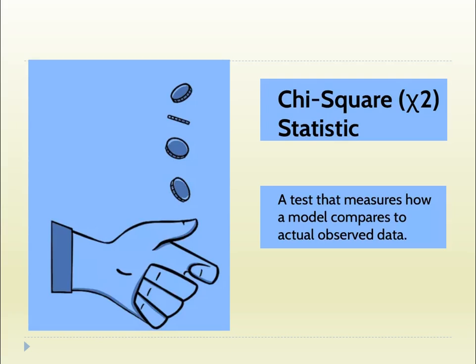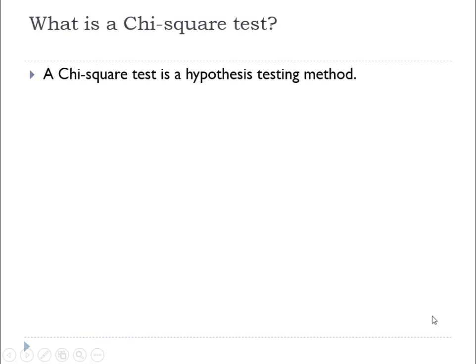In this video we'll be discussing chi-square statistics. Basically, chi-square statistics is a test that measures how a model compares to the actual observed data. So it's basically one of the hypothesis testing methods. We have discussed the other two hypothesis testing methods in the last two videos, z-test and t-test.